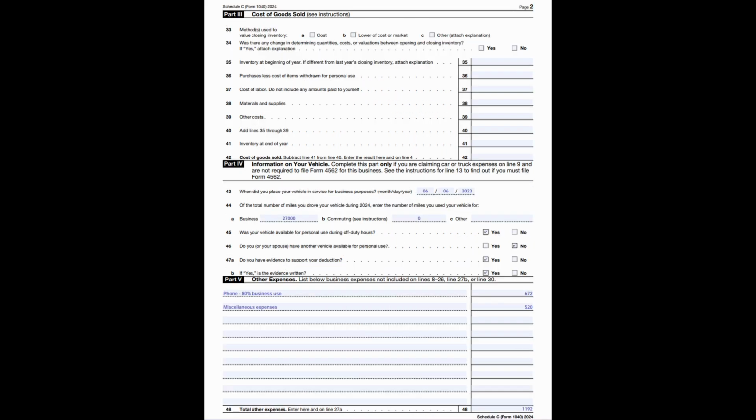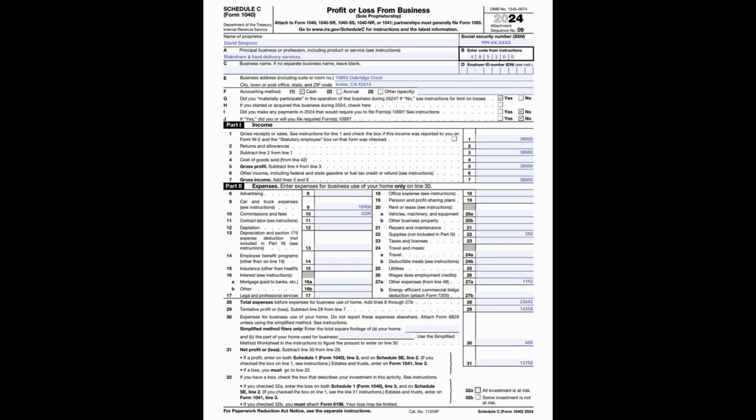Phone, he used 80% for business use, $672. Miscellaneous other expenses, $520. He also has supplies of $350. Total expenses from lines 8 to 27B of Schedule C, $23,642. He's using the simple home office deduction. So his total home office deduction is $600.